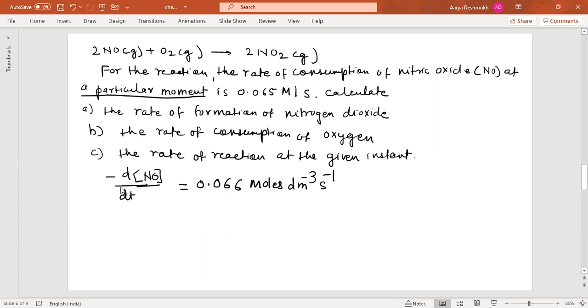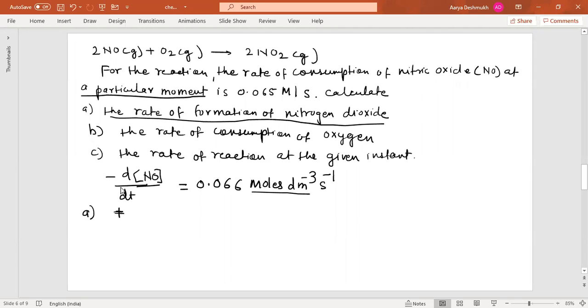Instead of capital M, you can write this also. Okay. Now, you are supposed to calculate the first thing. What is that? Firstly, what is asked? The rate of formation of nitrogen dioxide. So, rate of formation of nitrogen dioxide.